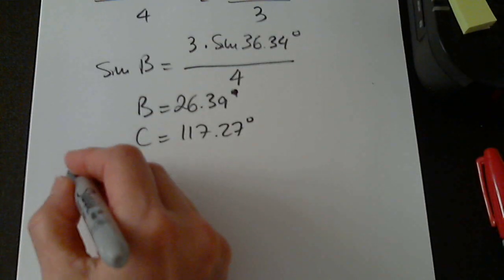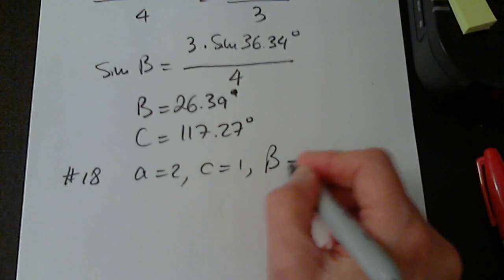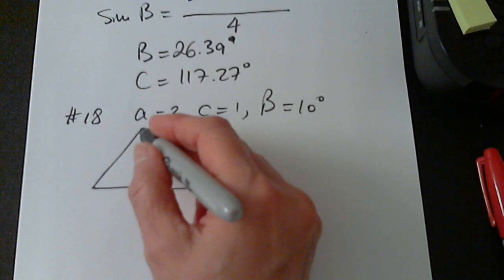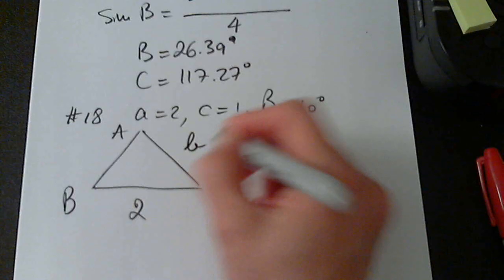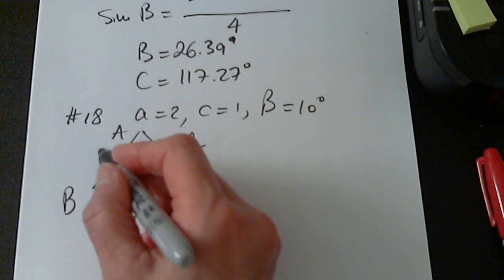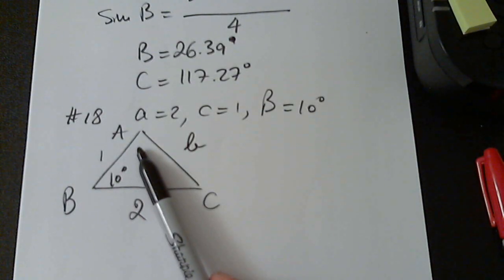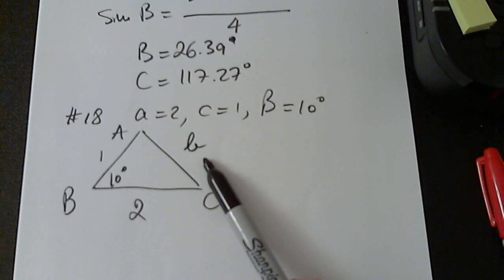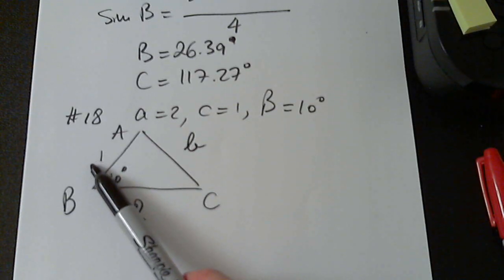18. So in 18, they say a equals 2, c equals 1, and angle B is 10 degrees. Triangle: A, opposite is 2. B, opposite is b. C, and opposite is 1. And B is 10 degrees. So angle A is unknown, but the side is known. B is 10 degrees, and the side is unknown. And angle C is unknown, and the opposite side is 1.